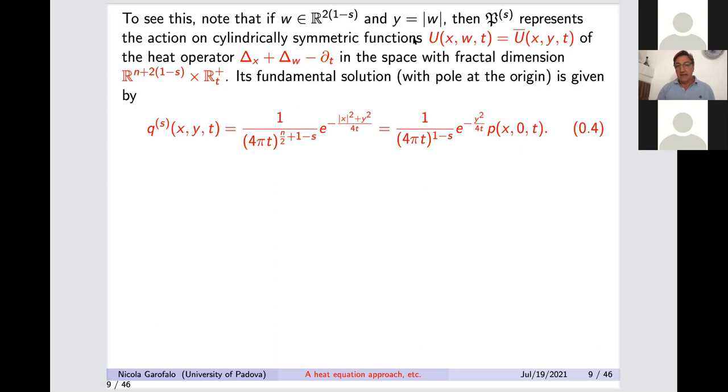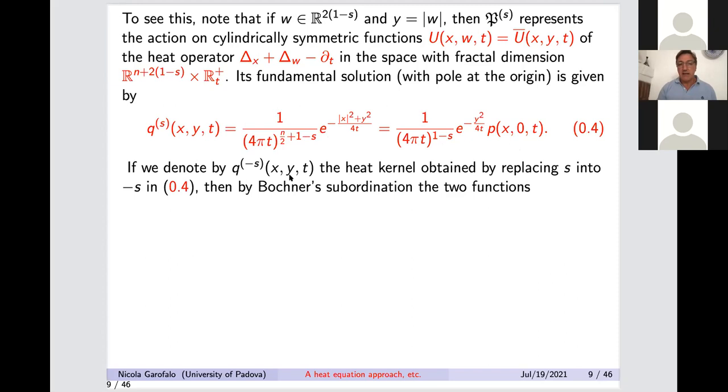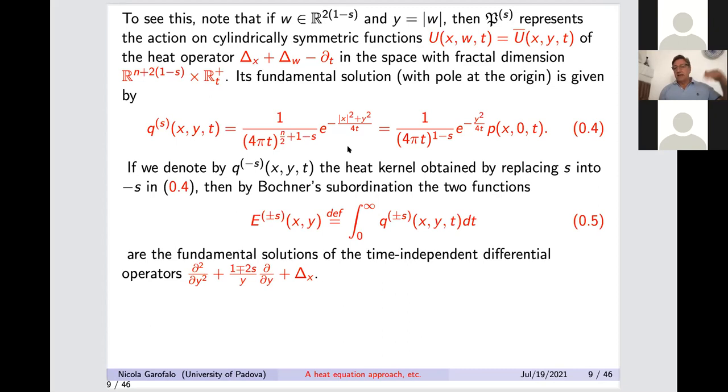Okay, so I will denote this function with q upper S. And let me also denote with Q upper minus S the heat kernel obtained by replacing S with minus S in this formula 04. Then we know by Bochner subordination that the two functions obtained integrating in time Q upper S and Q upper minus S are respectively the fundamental solutions of the two time-independent differential operators written here.